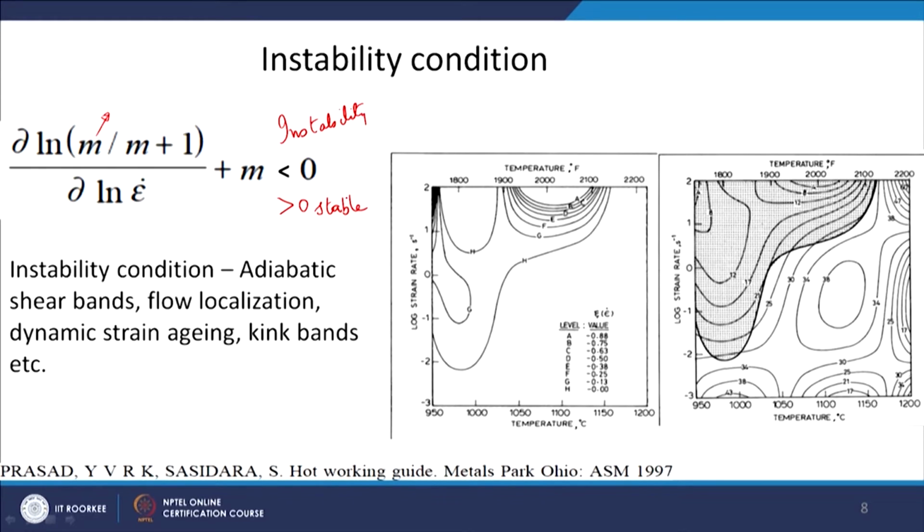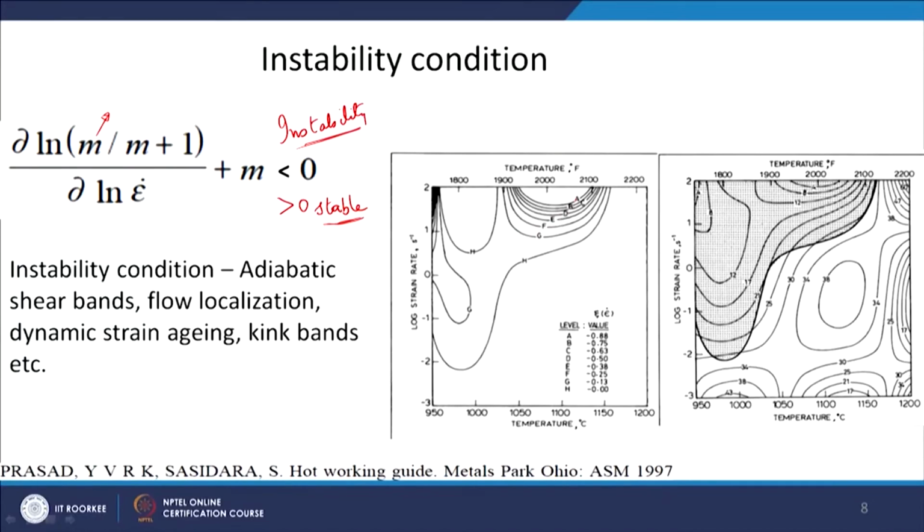Sometimes in books you will see the equation written as greater than 0, do not get confused. Greater than 0 means they are trying to tell you which are the stable processing conditions or stable regions in the processing map, and if it is less than 0, they are telling you which are the regions where instability can occur. Instability conditions are things like adiabatic shear bands, flow localization, dynamic strain aging, kink bands and so on. So, a lot of defects can occur during the hot deformation process.